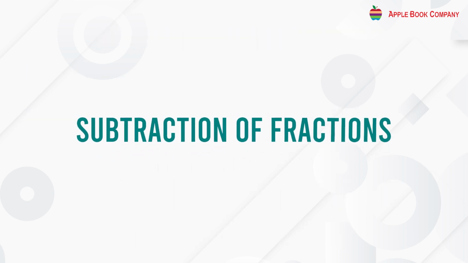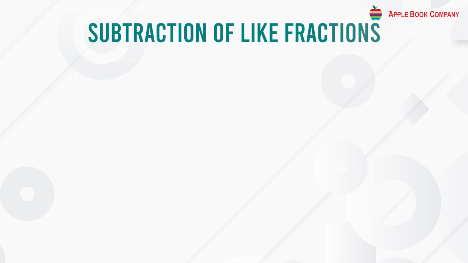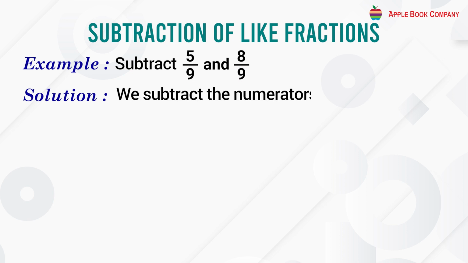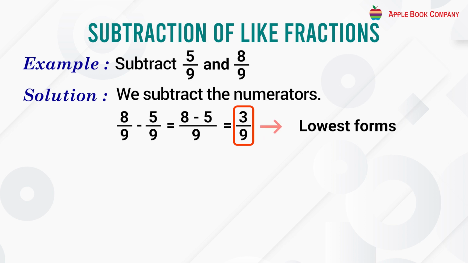Now let's see subtraction of fractions. Subtraction of like fractions. Example, subtract 5 by 9 from 8 by 9. Solution, since the denominators are the same, we simply subtract the numerators. 8 by 9 minus 5 by 9 is equal to 8 minus 5 divided by 9, that is equal to 3 by 9. Now reduce 3 by 9 to the lowest form.